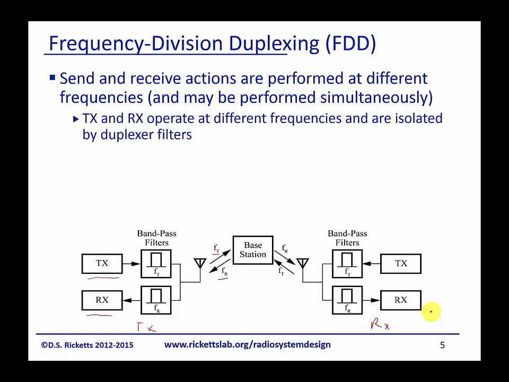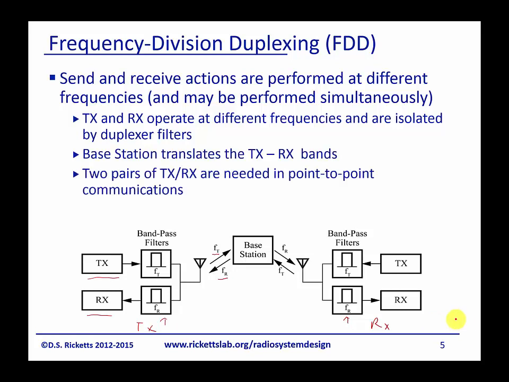One of the challenges is separating the two frequencies and building the filters that separate the two channels. The reason is that typically you're operating in a certain band allowed by the FCC, so if you're operating at two different frequencies, both of those and the spectrum around each need to be within that band. And base stations, in the case of cell phones, translate the TX and the RX bands.